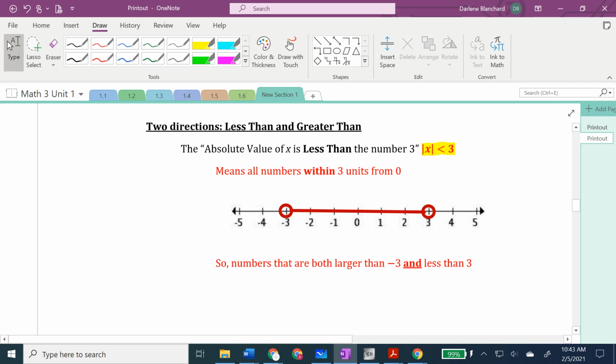Now, the easiest way to rewrite this inequality, if you look at the picture, this is saying x is in between, and then you can take this number, positive and negative. That is the easiest way to solve the absolute value being less than.